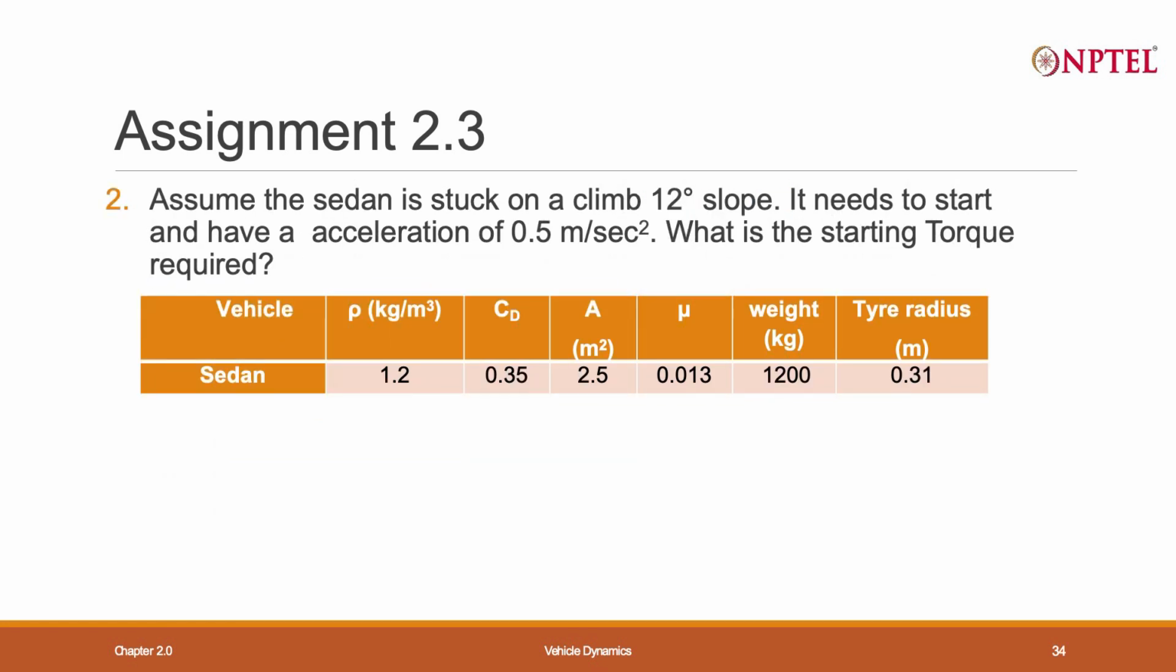Assuming that a sedan is stuck on a climb at 12 degrees. When it is stuck, it has to start, and during a start it will require a torque, plus I will have to give a minimum acceleration for it to get moving. I have taken a very small acceleration, 0.5 meter per second square. So, now what do I have to do?